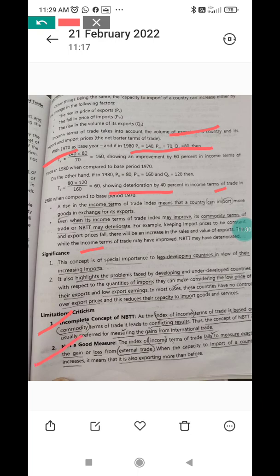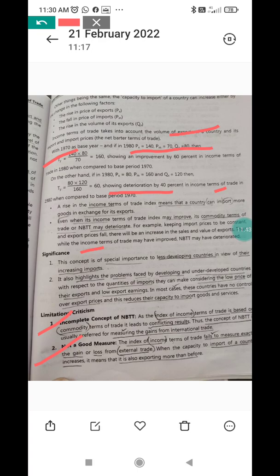Second point here is not a good measure. Some critics have told about income terms of trade, some criticism, some limitations are there. This concept is about price and quantity. So first they told incomplete concept of NBTT. Next, not a good measure. The index of income terms of trade fails to measure exactly the gain or loss from external trade. See, it has failed to measure exactly what is the gain and what is the loss from external trade.